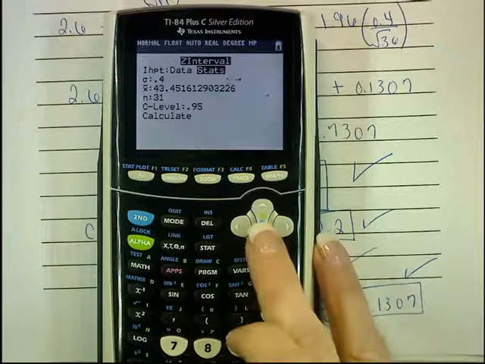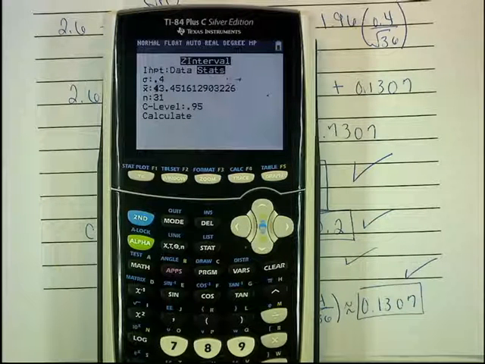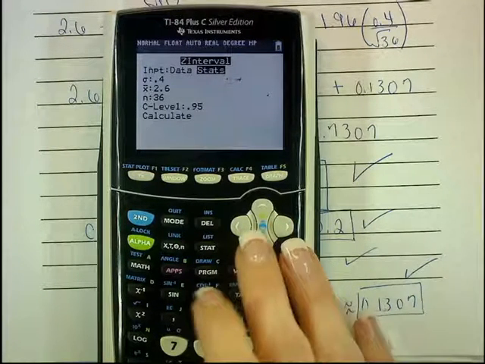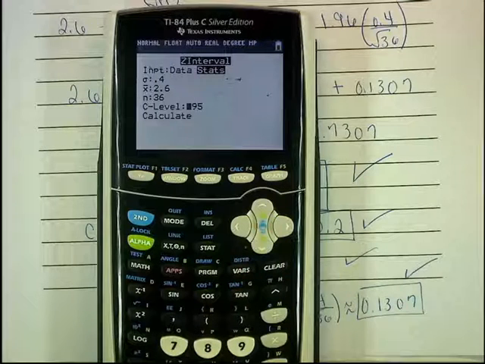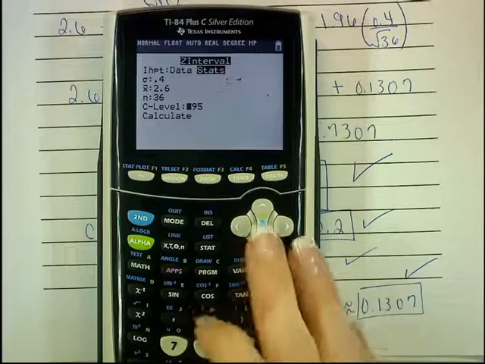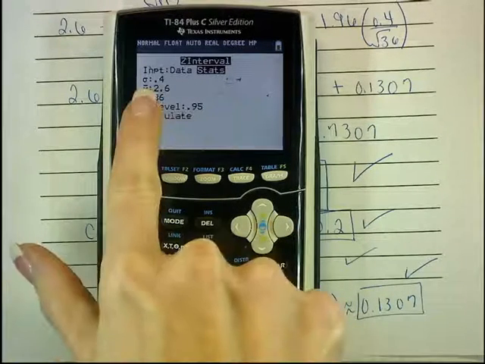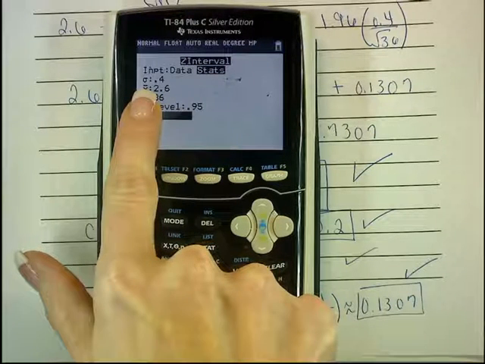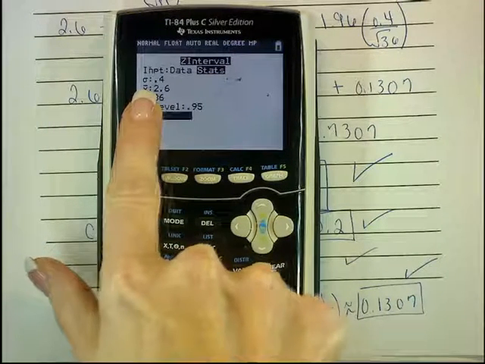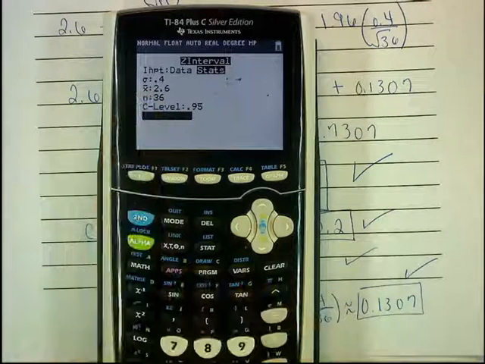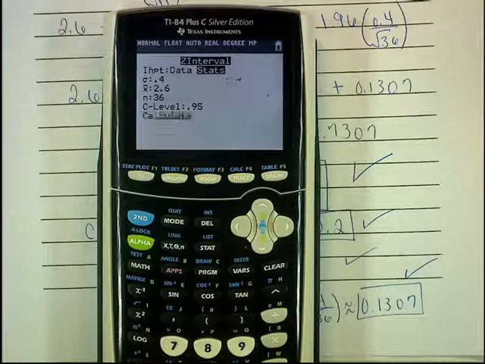The sample mean. I'm going to put in the 2.6. The sample size is 36. C-level is the degree of confidence. Change it to a decimal. 95% is 0.95. And then enter in on calculate. So this sigma can be either the given population standard deviation or the given sample standard deviation. They don't really give sigma, they give S, but you can put that in there anyway, because this is a Z interval. And enter.